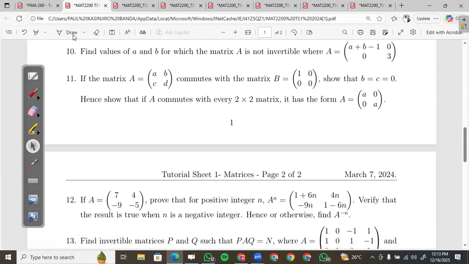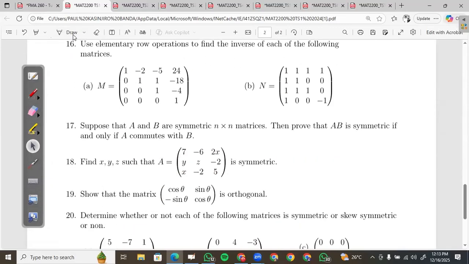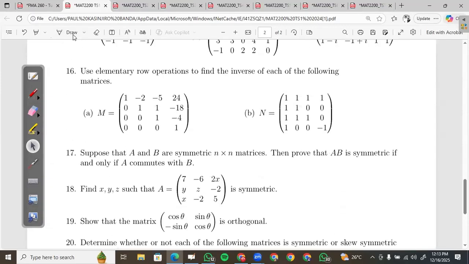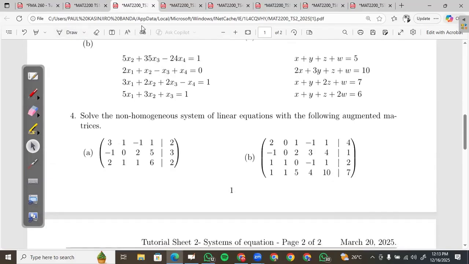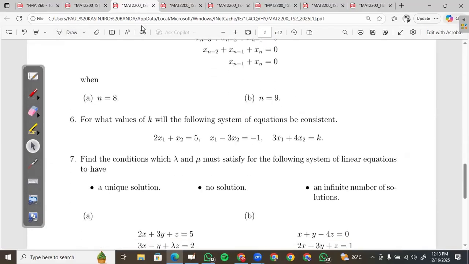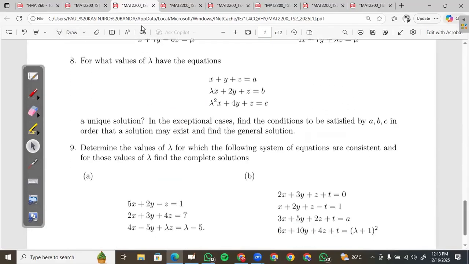You see all these questions here were solved. The videos are there on the website. You can use them to learn at your own time, at your own pace. Tutorial sheet 2, systems of equations. All these questions here, you can see them. They were solved and they are on the website waiting for you.